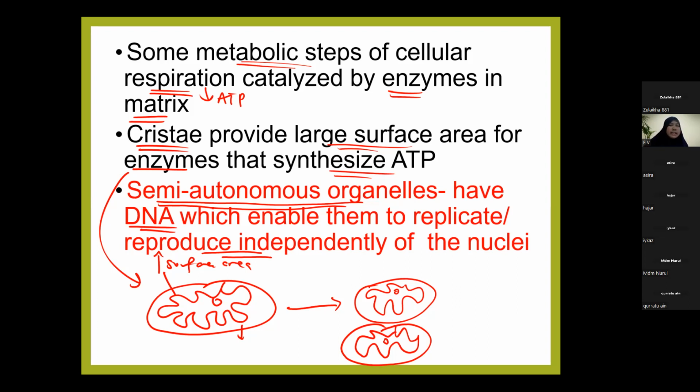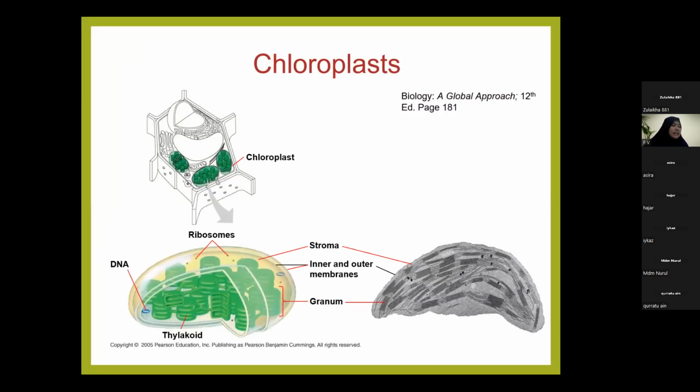Alright, okay, so that is the definition of mitochondria that is considered as semi-autonomous organelle. Okay, right. Okay, next one, chloroplast. Okay, so chloroplast, remember, chloroplast only found in the plant cell. And some protists also do have chloroplast. Tapi yang penting, chloroplast ada dalam plant cell but not in animal cell. Chloroplast tak ada dalam animal cell.